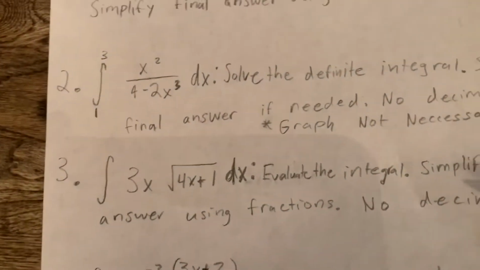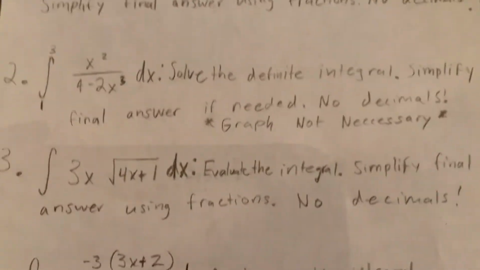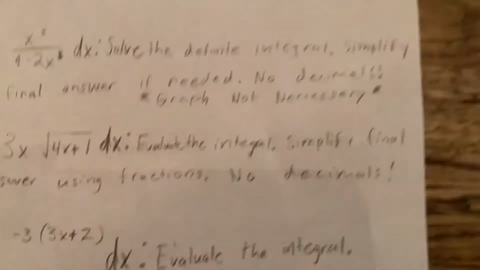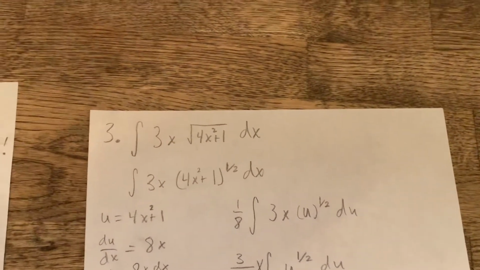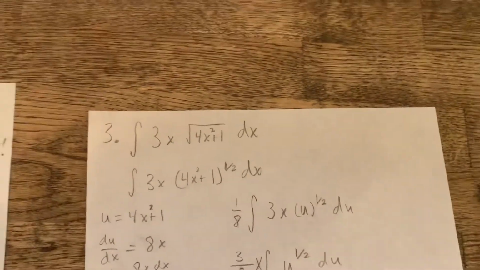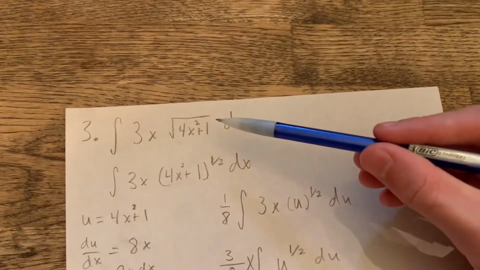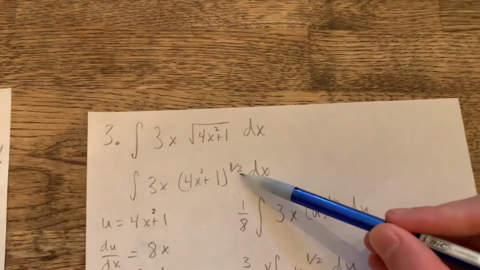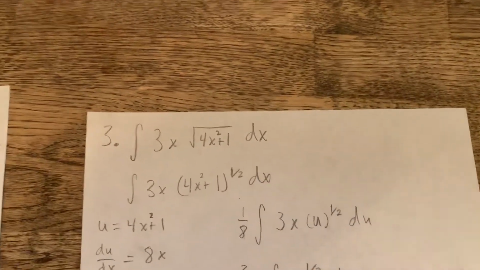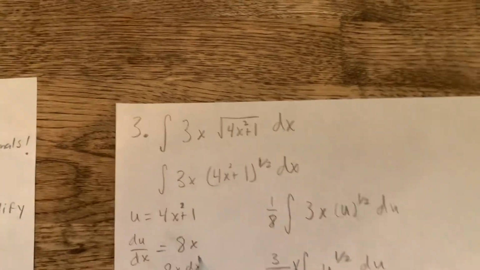All right, for problem 3, we were asked to evaluate the integral and to simplify using fractions again, no decimals. So the first thing we did was we set up our integral, and we wanted to get rid of the square root. So what we did is we put it to the 1/2, because that would be the same as the square root, to make our integral a little easier.